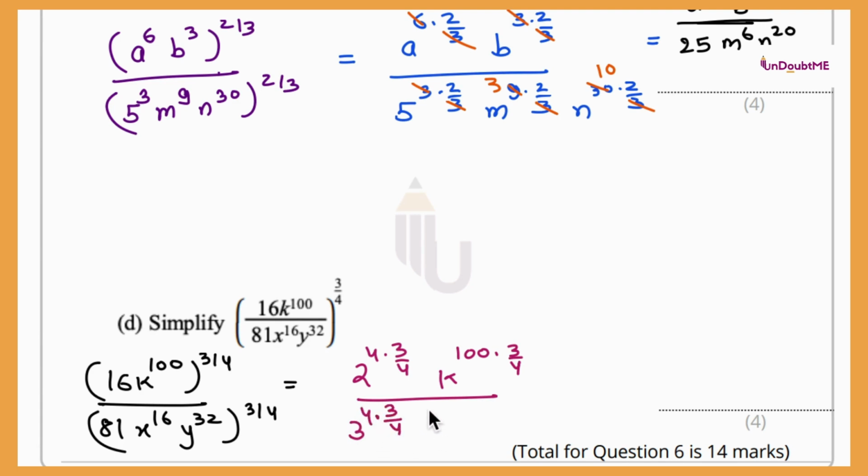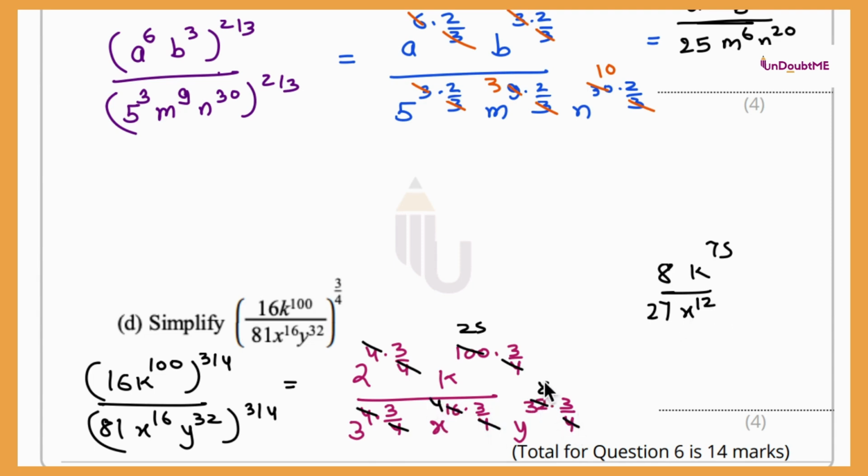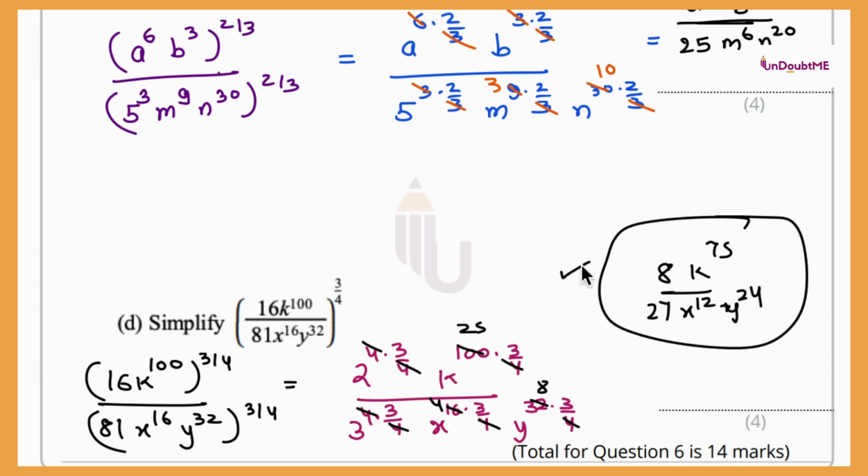It all depends on the denominator, okay? x to the power 16 times 3 by 4 and y to the power 32 times 3 by 4. Now it is time for simplification. So first term will be 8 because 4 will get cancelled. Then k to the power 75 over 3 cube is 27, x to the power 12, and y to the power 24. So that becomes our final answer, and this is how we need to solve such questions.